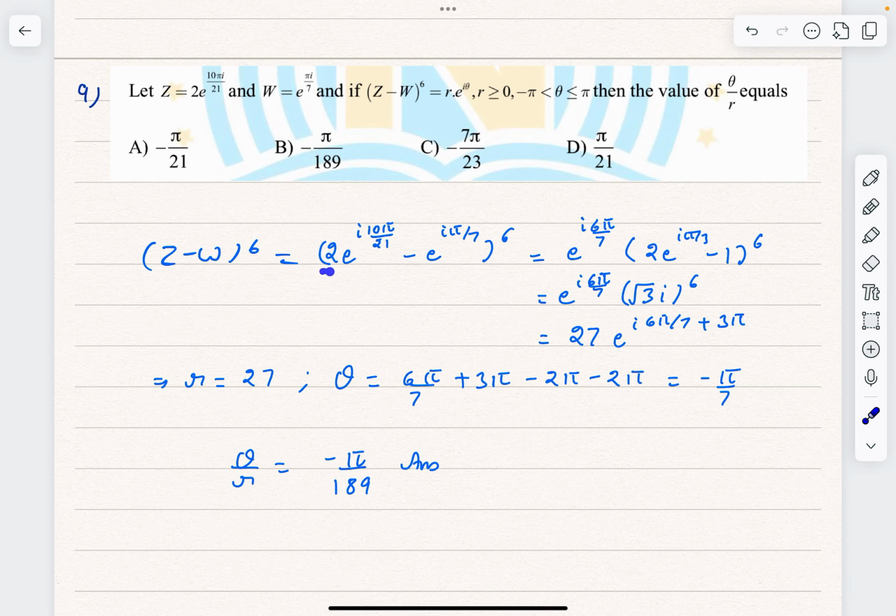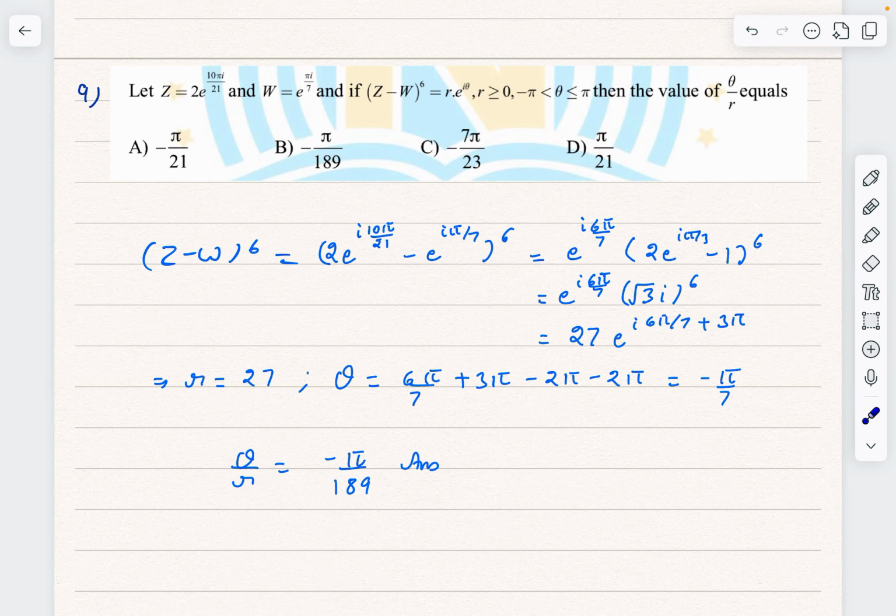Just put here Z value, like (Z minus W) power 6. Put Z value, put W value. Take e iota pi by 7 common out. The power 6 is there, so outside you get e iota 6 pi by 7. And here you will subtract the powers. You get 2 outside as it is, e iota pi by 3 minus 1. When you solve 2 e iota pi by 3 minus 1, you get root 3 iota.